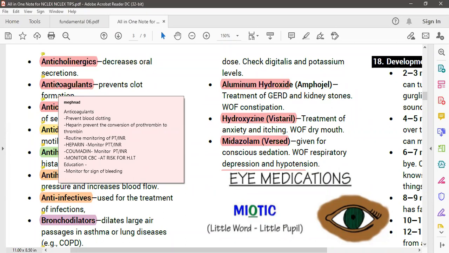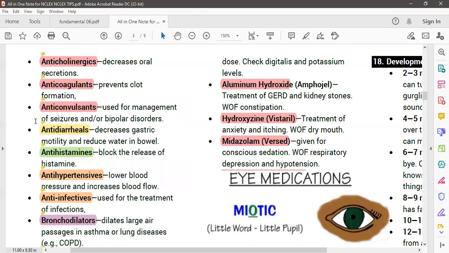Anticoagulant has a common side effect. They can cause bleeding. So when we see any sign of bleeding, means it is the side effect of medication. Anticoagulants sometimes cause thrombocytopenia, means platelet number go down, and also they can cause hemorrhage.